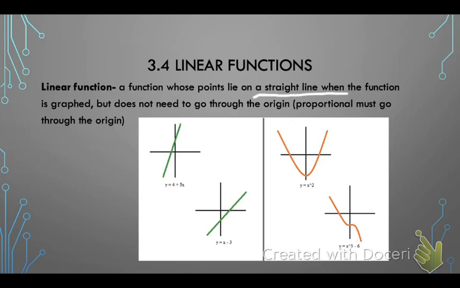So you're writing all that down when you graph the function. But it does not need to go through the origin. That's only proportional. Proportional must go through the origin. But if it's linear, it doesn't need to be. So as you can see, my green graph and this green graph over here, those are linear. The orange ones, those are nonlinear.